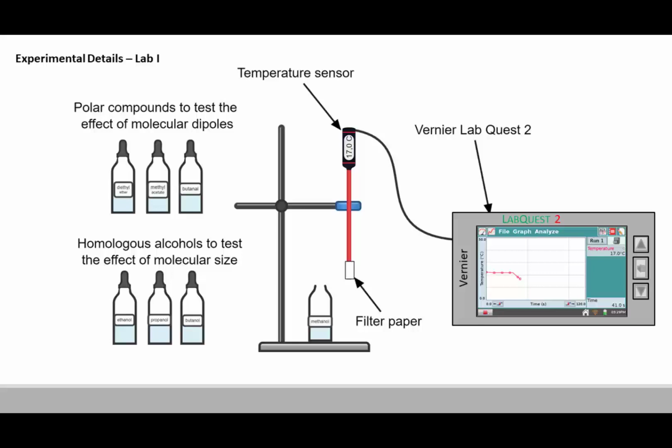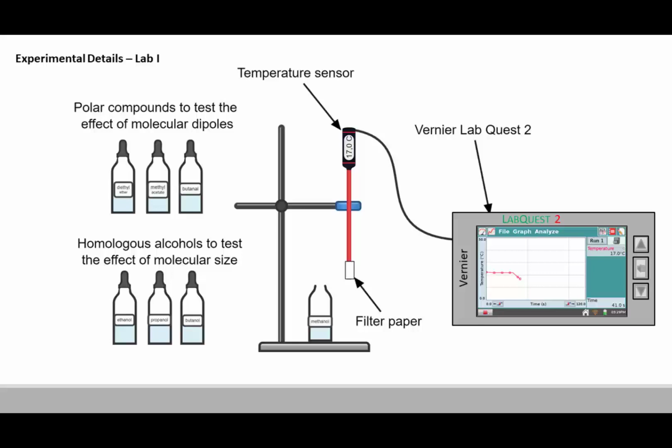We will apply this approach to a homologous series of alcohols, from methanol to butanol, and a set of polar organic compounds: diethyl ether, methyl acetate, and butanal. A uniform piece of filter paper is secured to the bottom part of a temperature sensor. It is worth mentioning that the temperature is only measured around this region of the sensor.